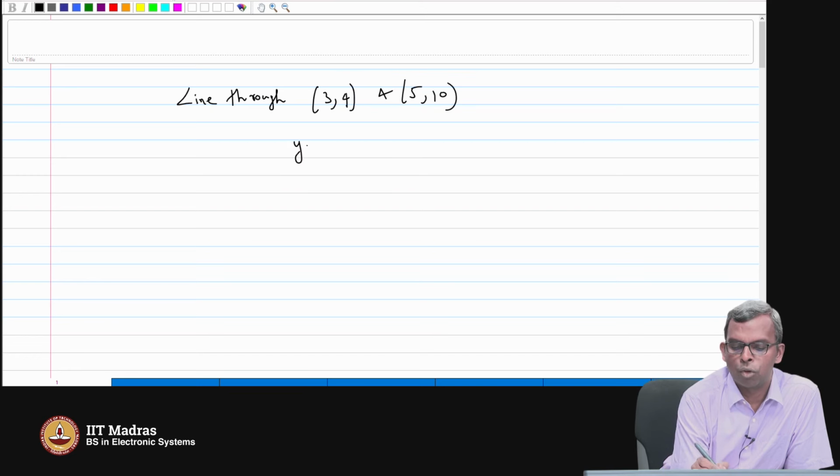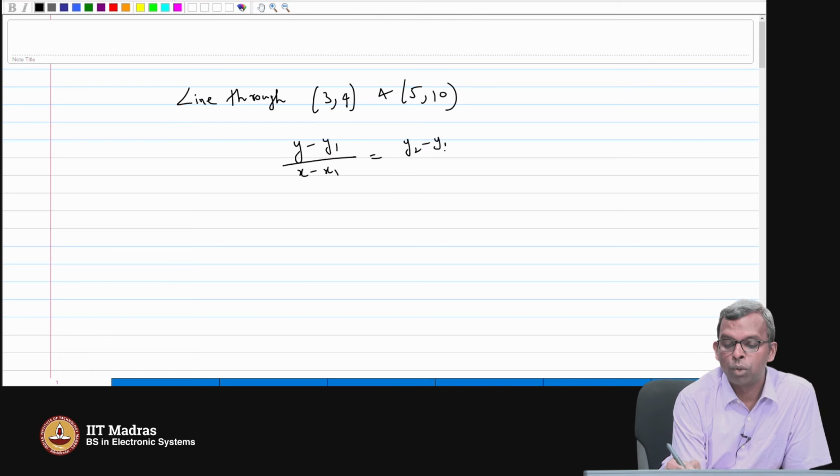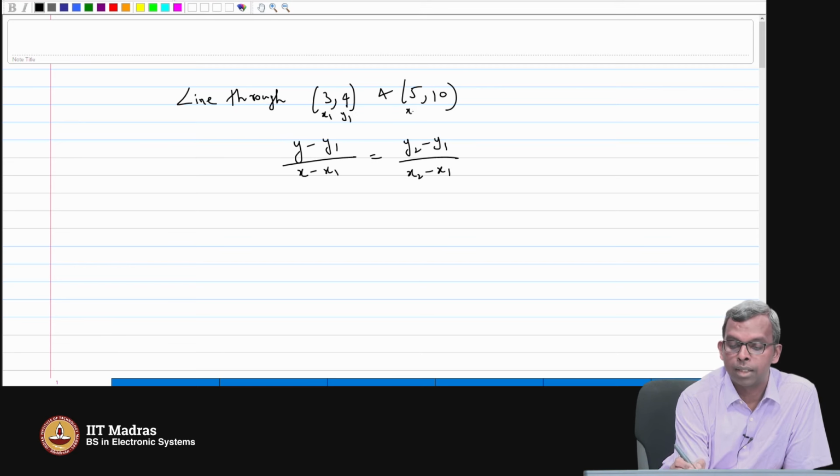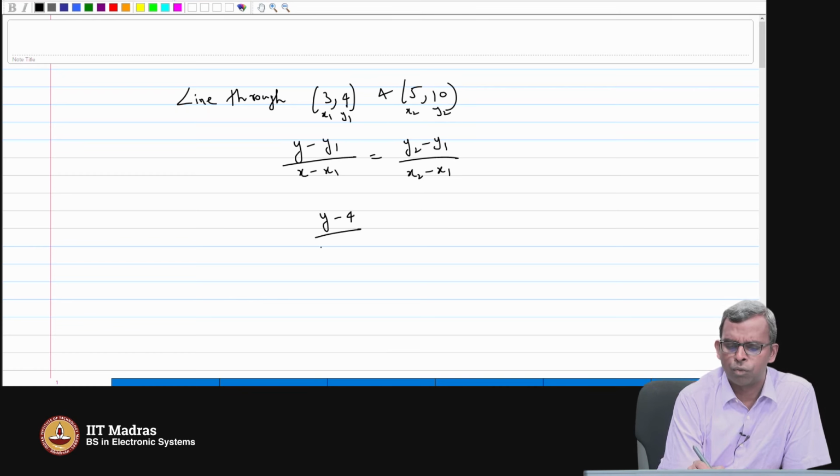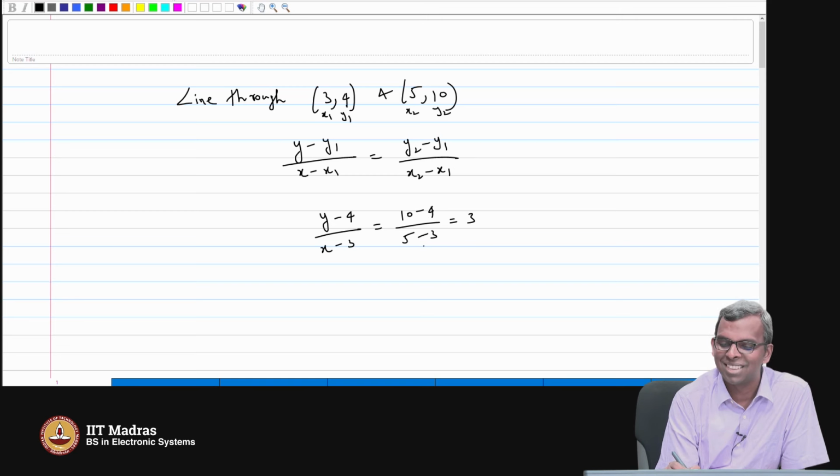It's an easy enough formula. I really like this formula. I can remember this anytime. (y2 minus y1) by (x2 minus x1). So this is x1, this is y1, this is x2, this is y2, and at this point you're done. You can see (y minus 4) by (x minus 3) is (10 minus 4) by (5 minus 3), 6 by 2, that's 3, and you can go through and simplify this. I hope I don't make any mistakes here. So you get y minus 4 is 3x minus 9 and y equals 3x minus 5.